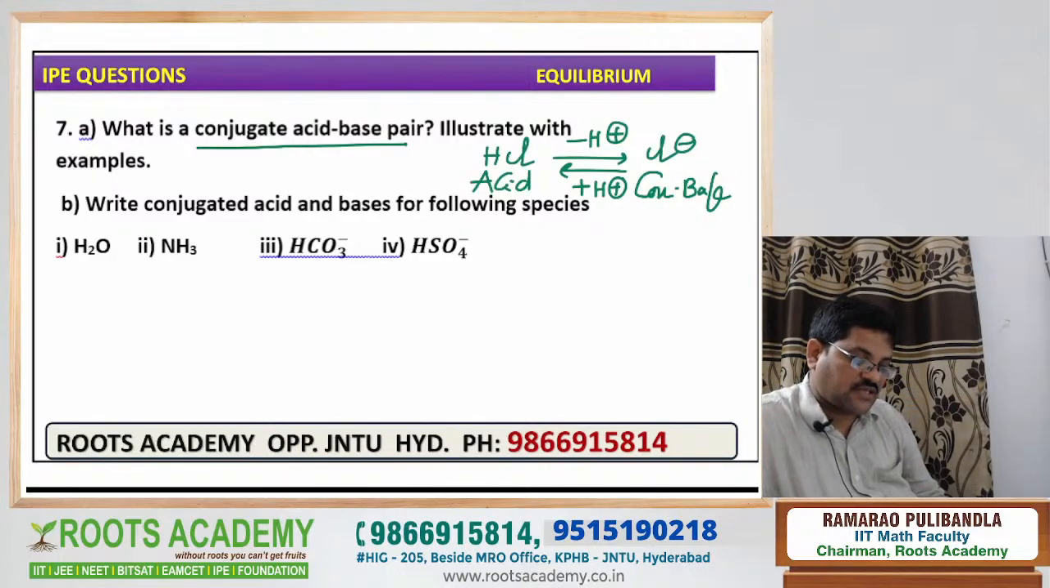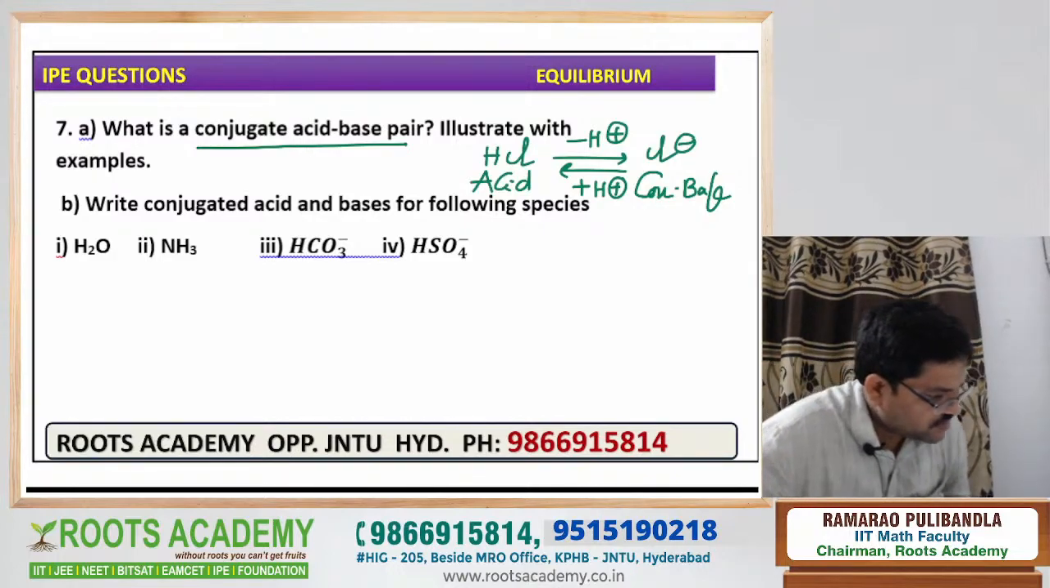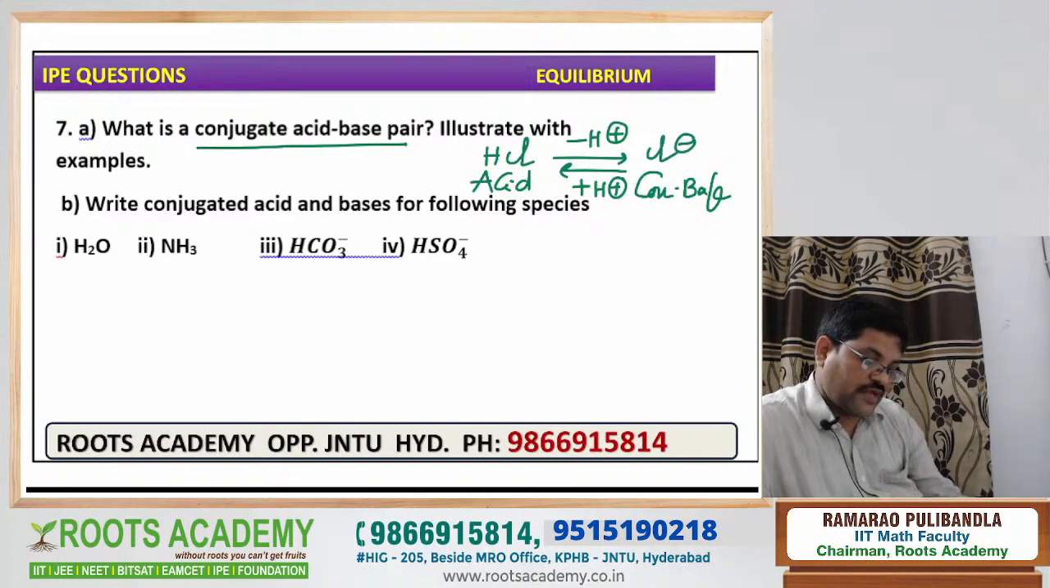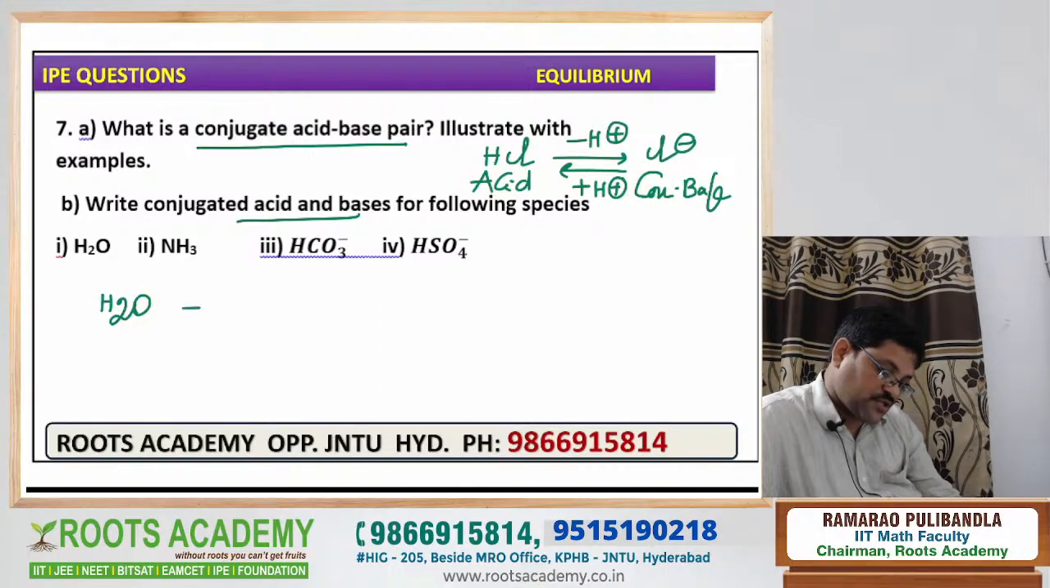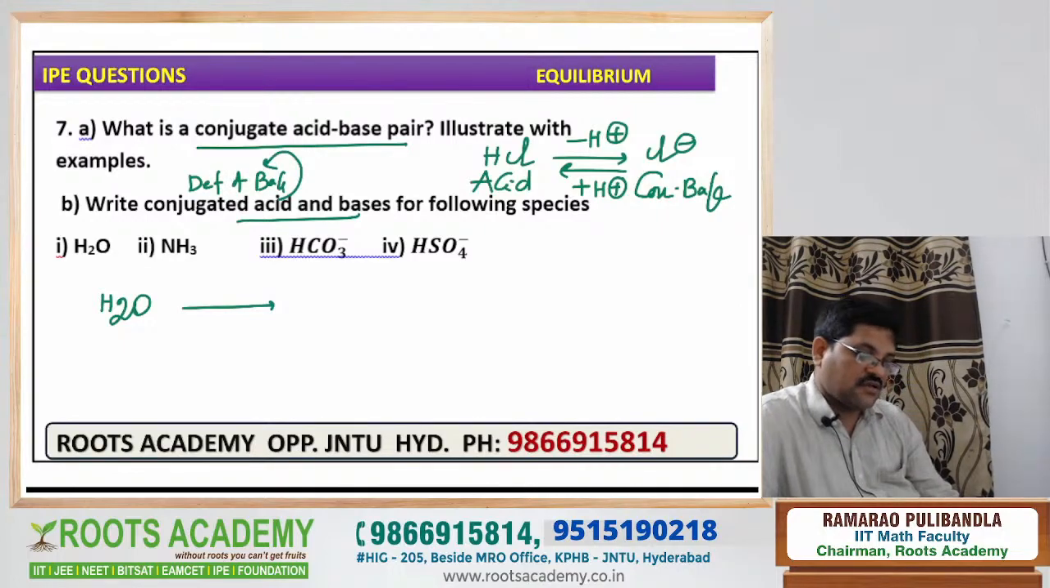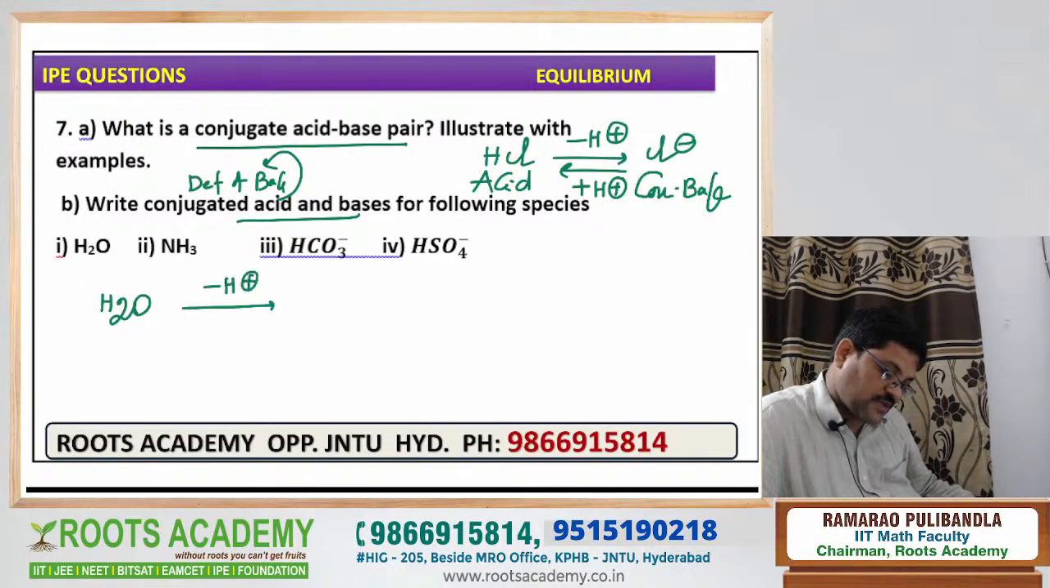That is an example of a conjugate acid-base pair. Understood what I am saying? Now write conjugate acid-base pairs for the following species. Yes, Nana, take H2O. What is the conjugate acid? You remember the definition of a base. Base means loss of H plus ion, which forms OH minus. So the conjugate base equals the definition of the acid.